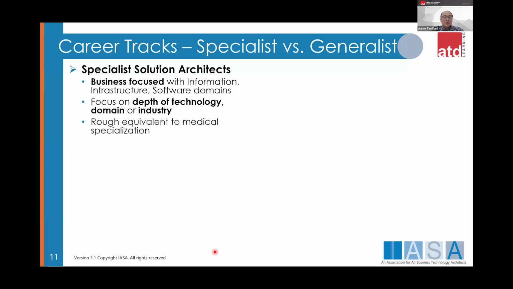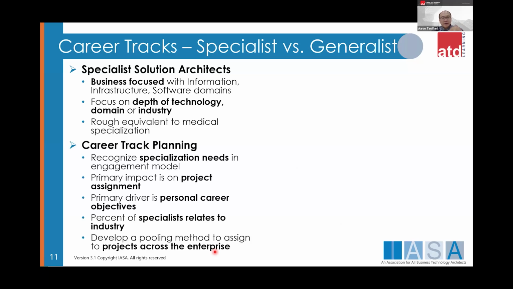So these are basically specialized solution architects. And in terms of the career track planning, you recognize specialized needs in the engagement model. Basically you have a particular strength, right? Perhaps your strength is in business with information, or business with infrastructure, or business with software, or perhaps you have three, right? You are strong in business, information, and software, or business, infrastructure, and information.